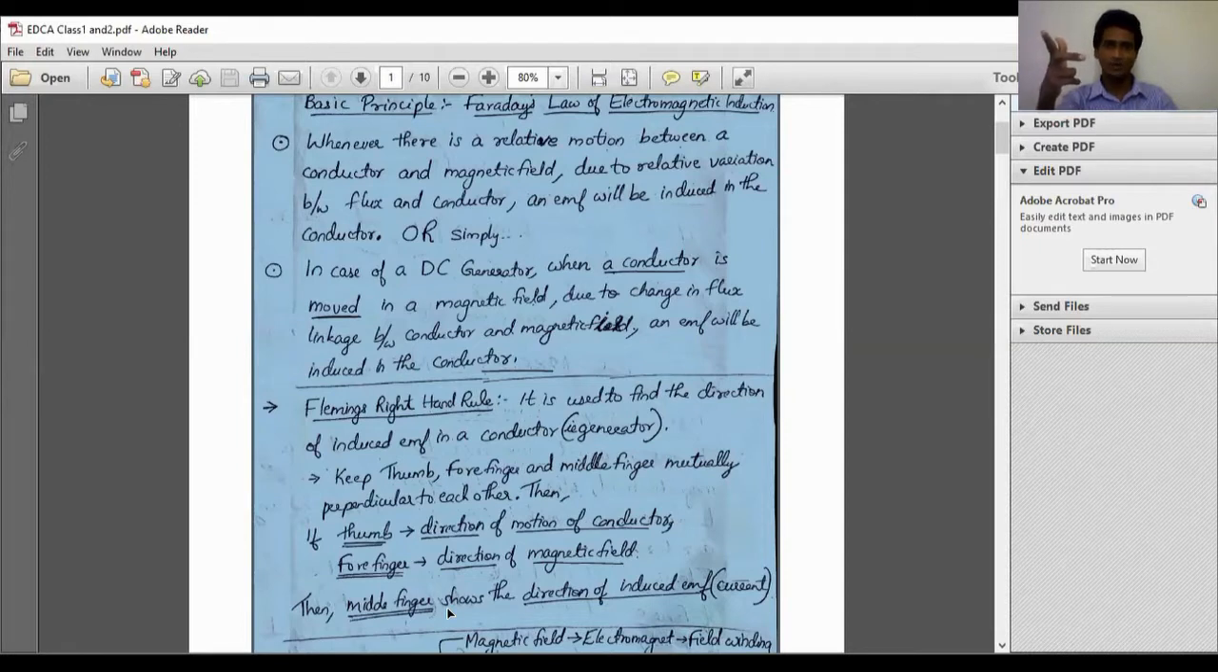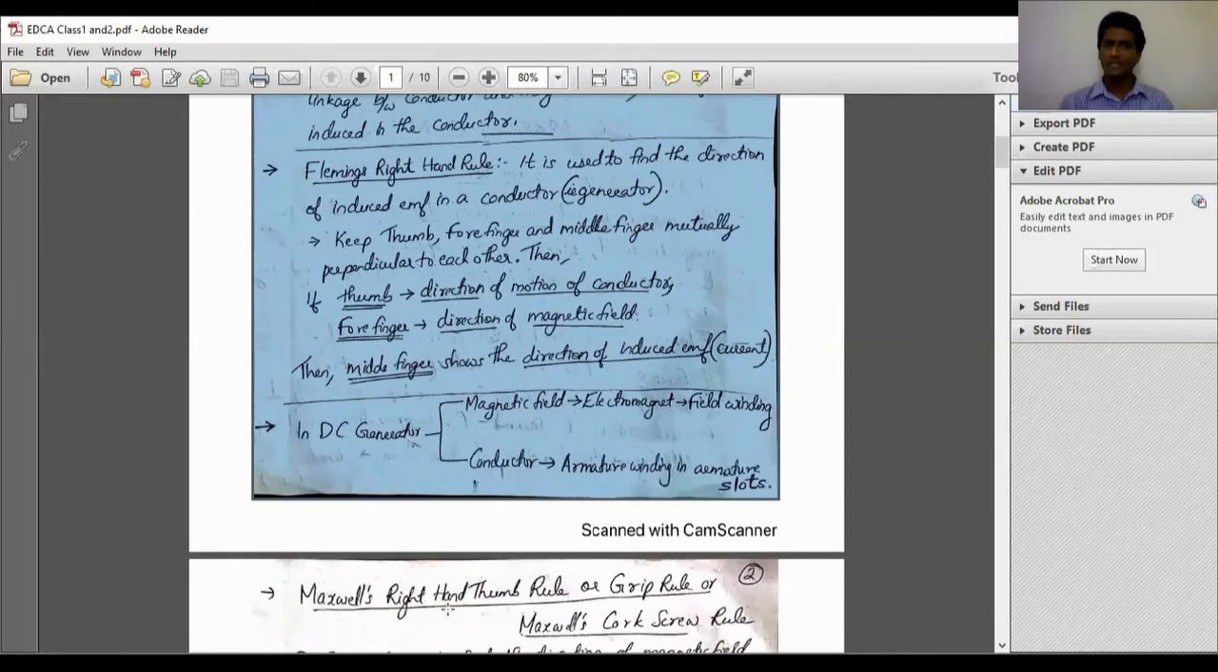Clear? Now, what I said before is the DC generator is meant to convert mechanical energy into electrical energy. That is what we are doing here. We are moving the conductor. Moving means we are giving mechanical input to the conductor. By moving the conductor in a magnetic field, an EMF will be induced in the conductor. What is EMF? Voltage. If the circuit is closed, current will be flowing. Then what energy are we getting? Electrical energy. Clear? We will discuss in detail in further sessions.